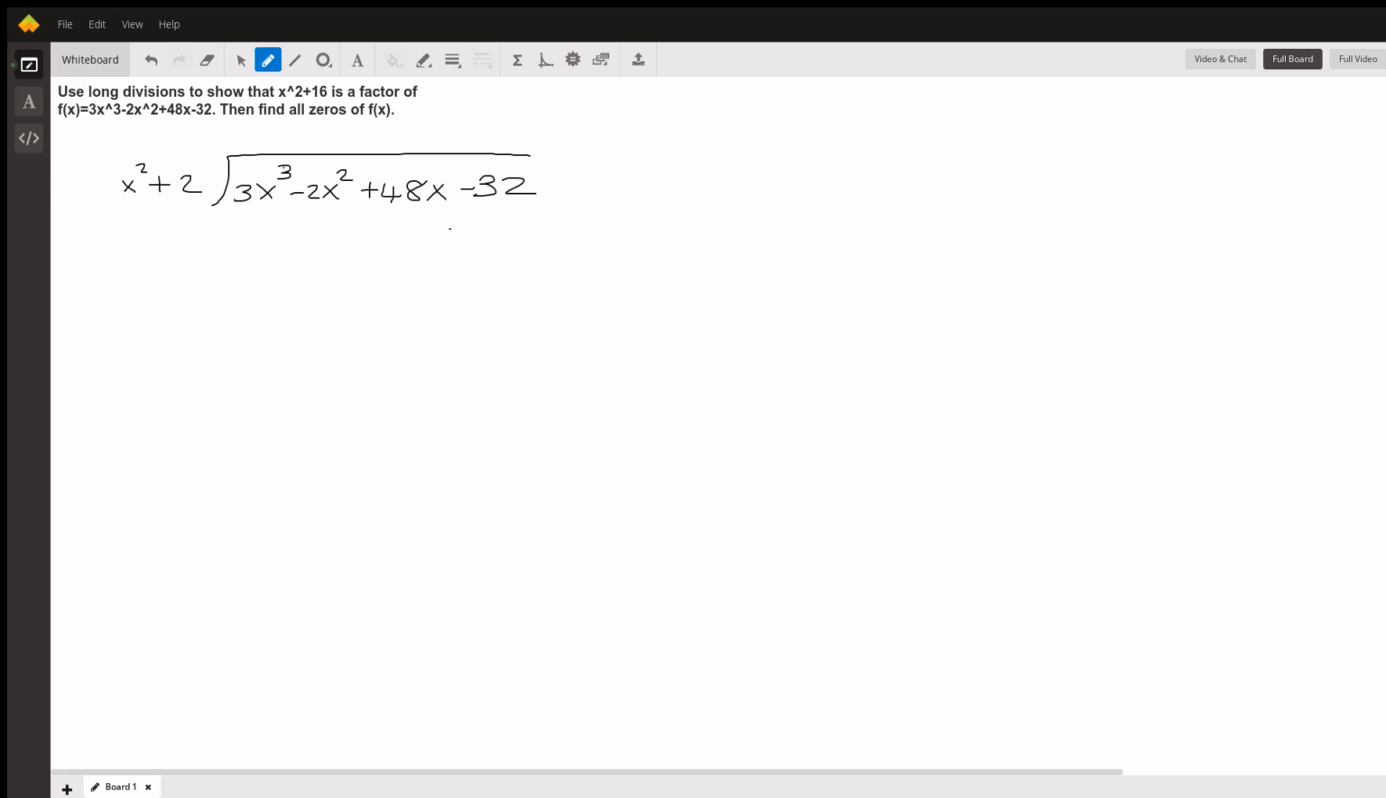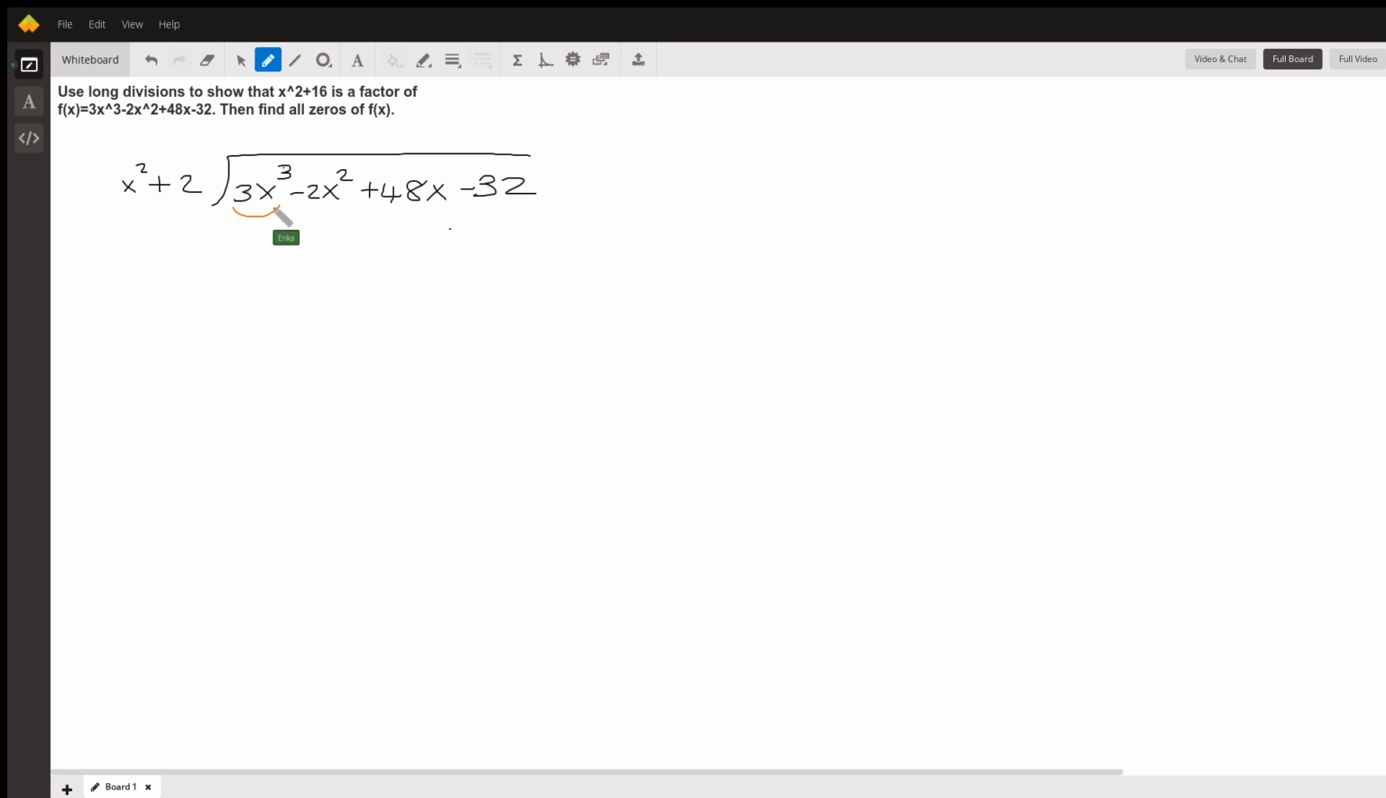So first of all, how do we use long division, right? We write here the function that we want to divide. Then you see the division symbol. And here there is the function that we want to divide by. All right? So then we start in this way.